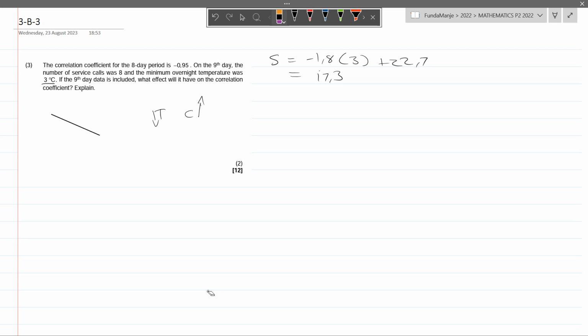Since it's just one day, this won't have an effect that will overall change the nature of our relationship between the two variables that we are investigating, but this will increase the correlation slightly. So we can say that is the relationship. So correlation will slightly increase.